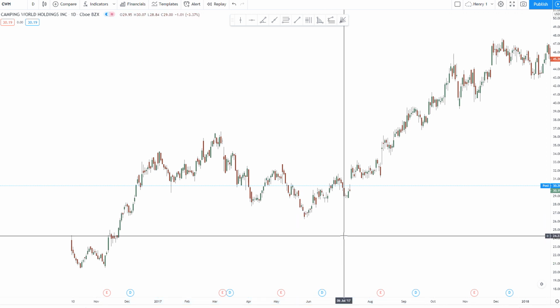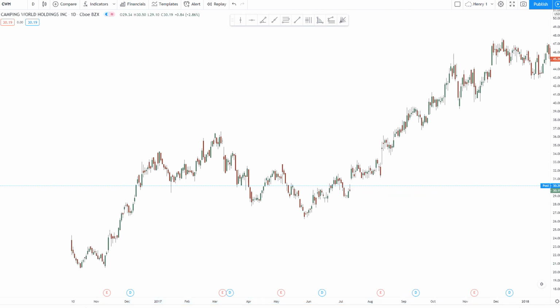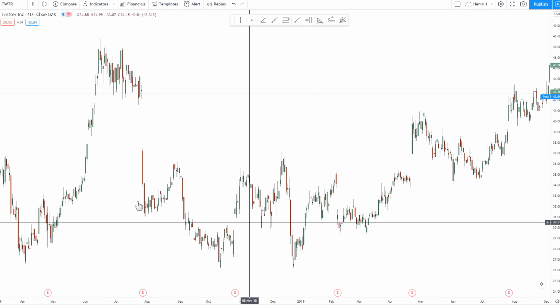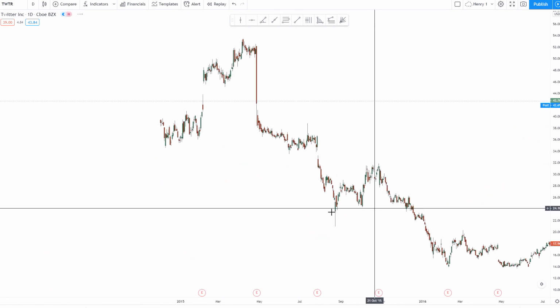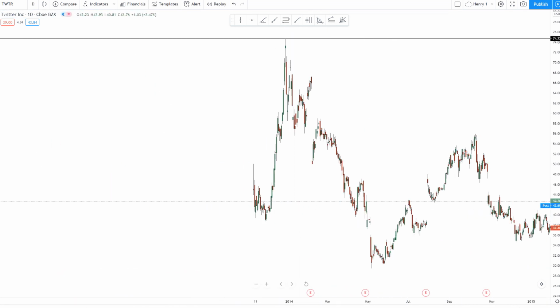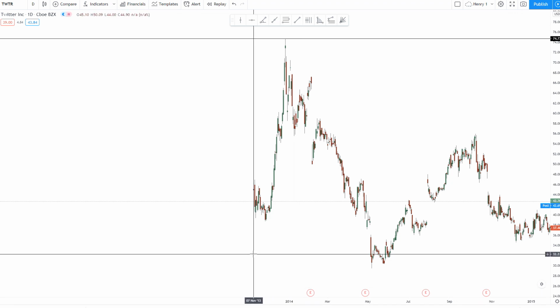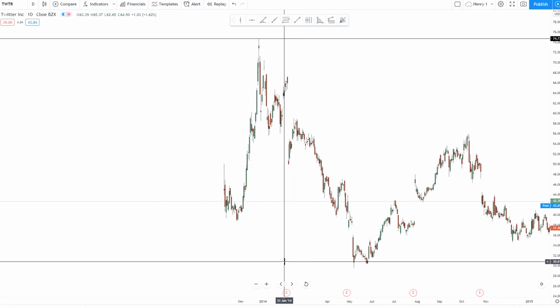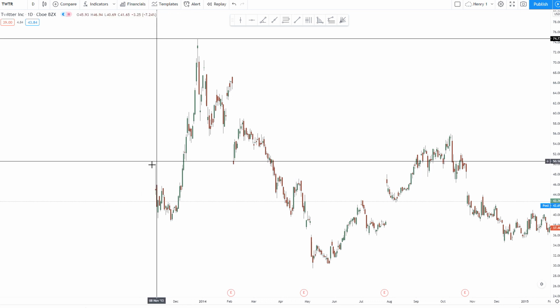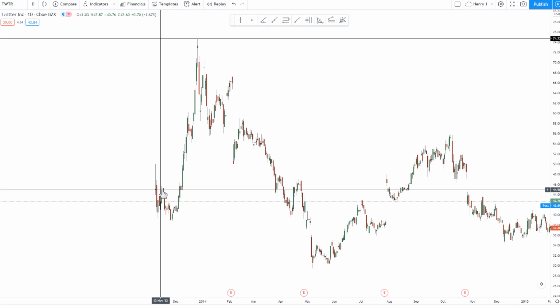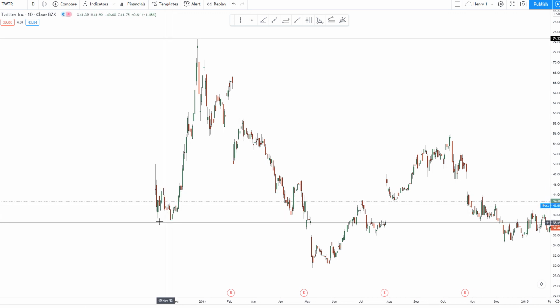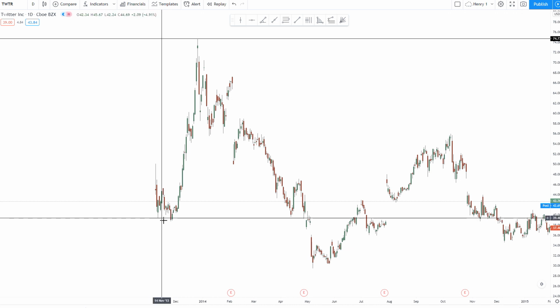Now, let's look at another example. I'm going to use Twitter. Twitter is slightly older than Camping World Holdings. Its IPO was back in 2013, November 7th. So here we have our IPO creating a high. We have a low here. We have an inside swing right there. Then we have a low that's just ever so a bit lower right here.